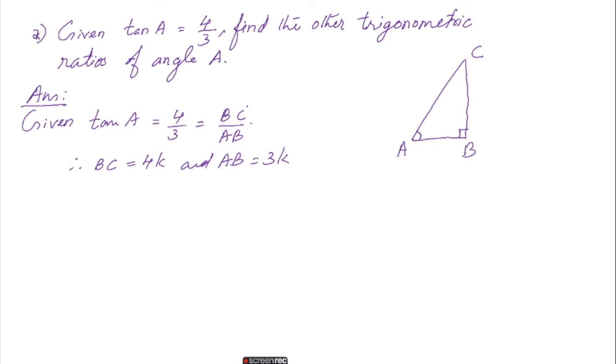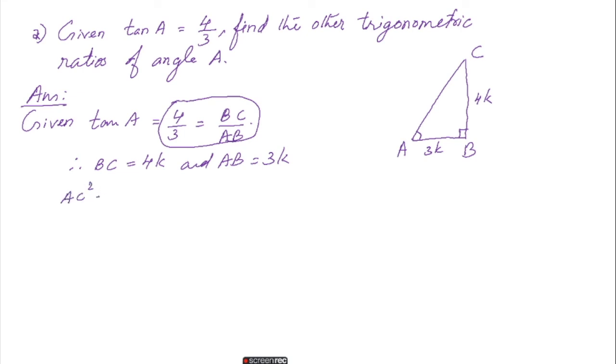See here, BC by AB is equal to 4 divided by 3. So it's a ratio. So we can't write BC equal to 4, but BC will be a multiple of 4. So we write 4k, and AB will be the same multiple of 3. So AB is equal to 3k. So here we will write this is 3k, this is 4k. Now this AC we do not know. So let us find AC by using our Pythagoras theorem.